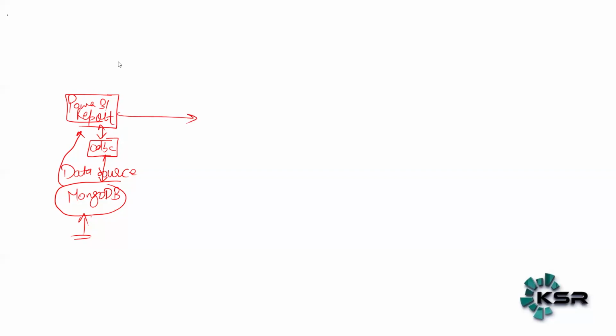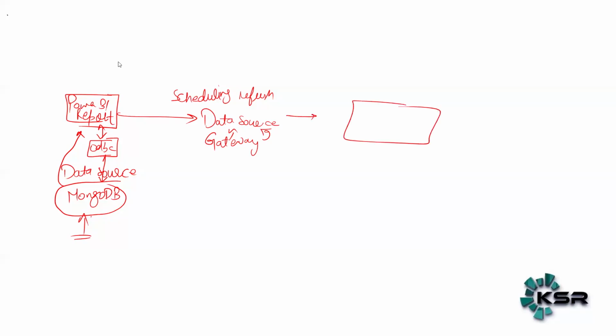For scheduling a refresh, we need to add the data source credentials. We need to authenticate all the data sources. Similar to what we created here, a gateway is required. In the gateway, we will configure all the data sources, like this ODBC one. Once it is configured, our report will already be in the Power BI service. After that, we will schedule the refresh and everything will work automatically. Okay. Aligned?